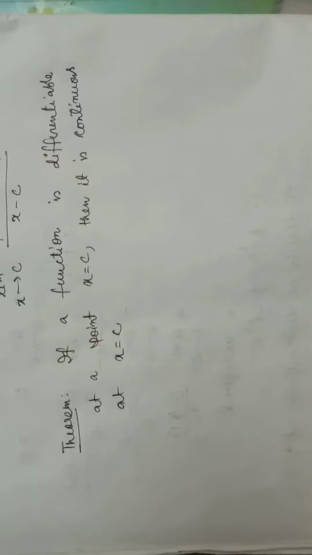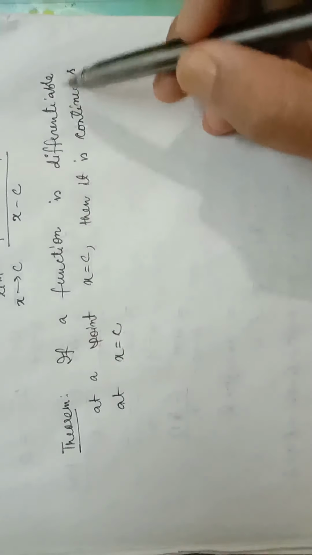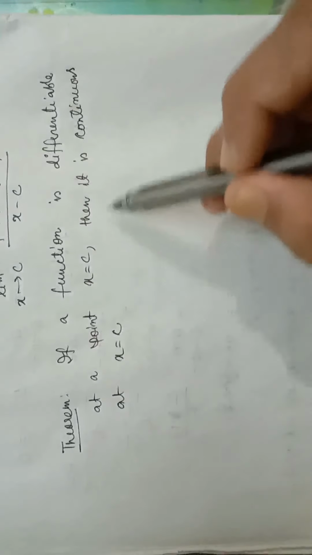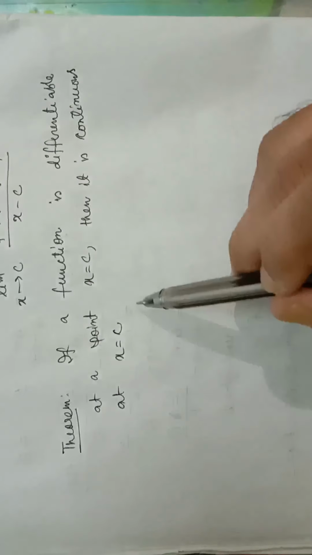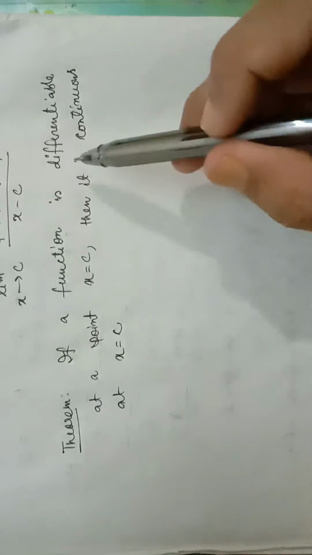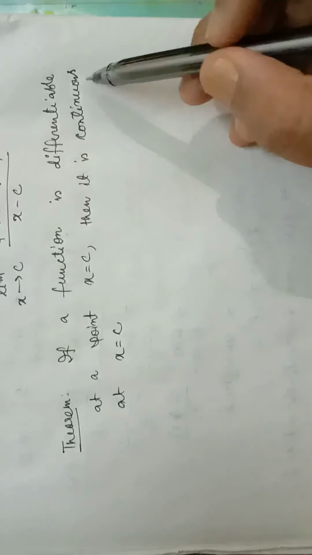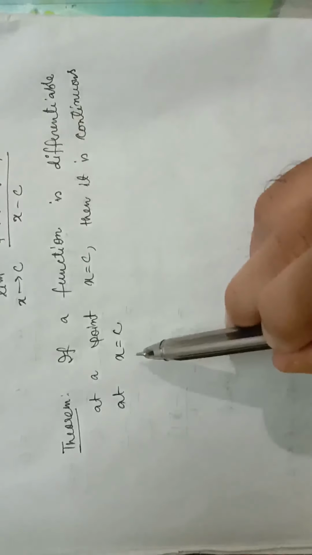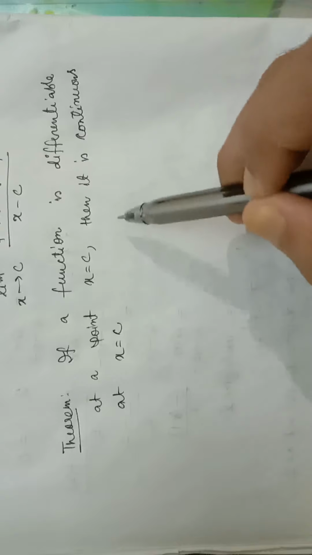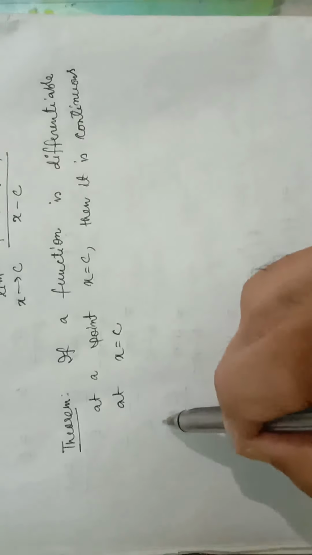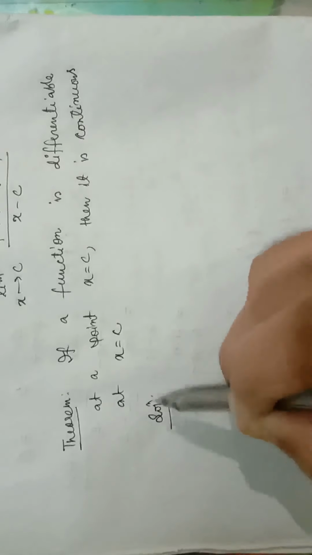Next, this is an important theorem. If a function is differentiable at a point x equal to c, then it is continuous at x equal to c. So differentiability implies continuity. If a function is differentiable at a point, then it must be continuous at that point. Now let us prove this. A very simple proof of the theorem is given in the book.